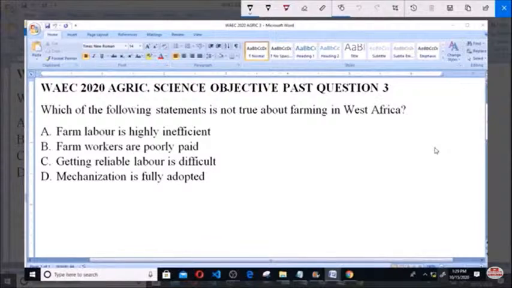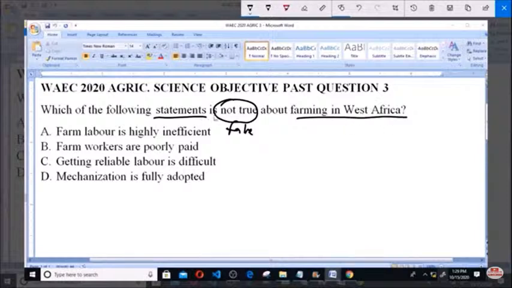Which of the following statements is not true about farming in West Africa? A. Farm labor is highly inefficient. B. Farm workers are poorly paid. C. Getting reliable labor is difficult. D. Mechanization is fully adopted. So, if you had to rephrase this question, we are asked to pick out which statement among the options is untrue or false about farming in West Africa. That means among the 4 options given to us, 3 of them are true. So which among them is not true?